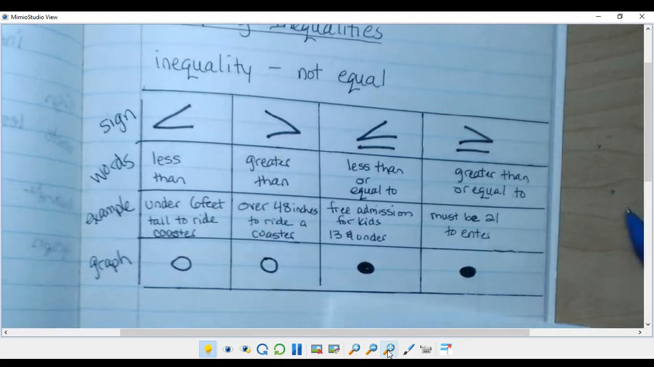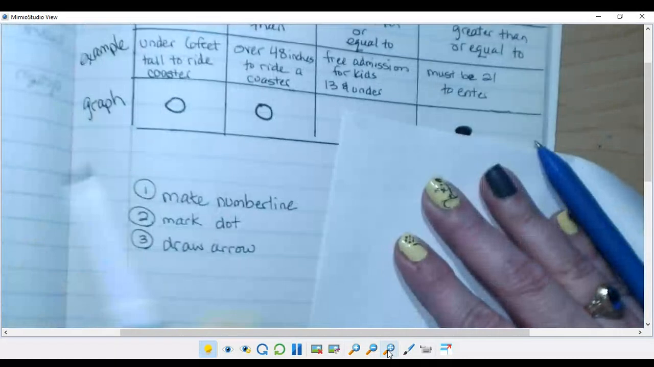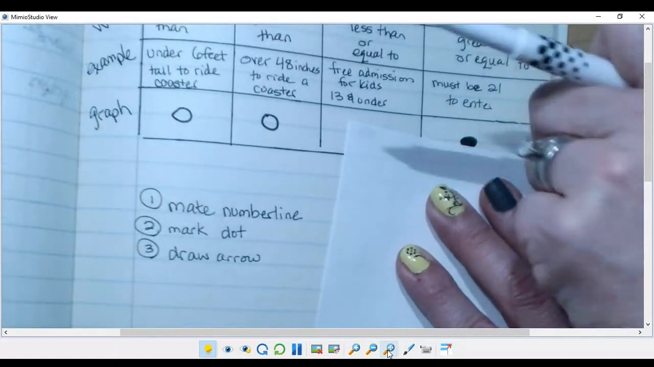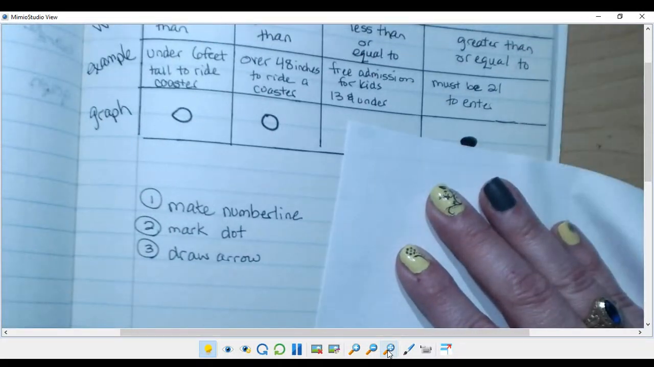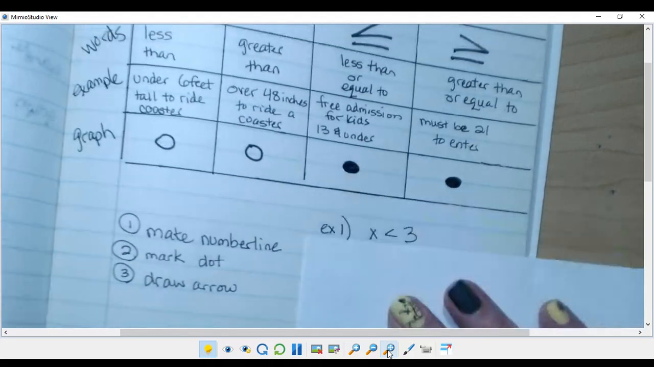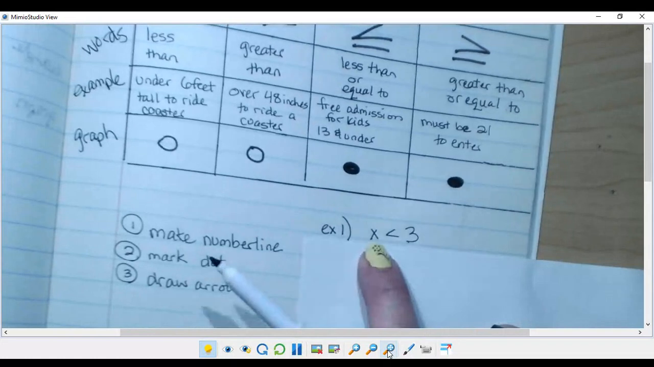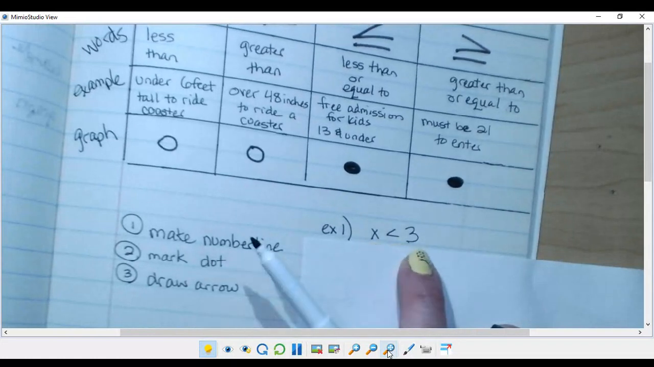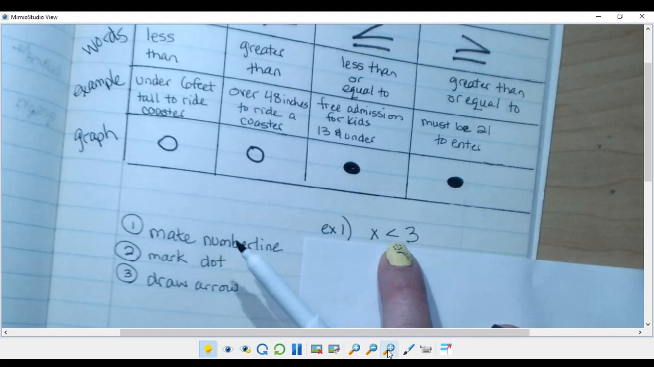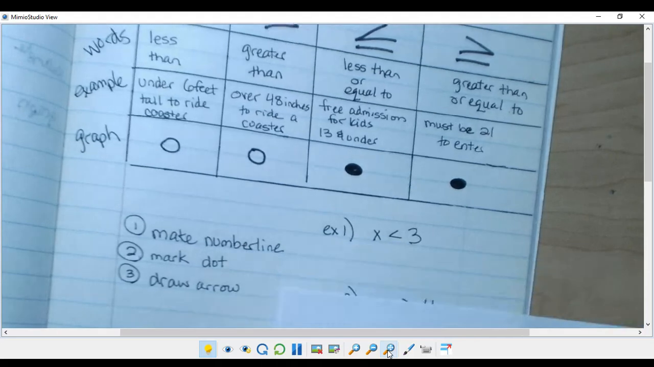Okay, so here are some steps to actually graph these inequalities. First, you'll make a number line, and I'll show you some shortcuts for that so you're not here all day labeling. Make the dot, draw the arrow. It's that simple. Okay, let's go to my first example. Your inequality is x is less than 3. That point came first, so I said less than. Okay, number 1, make a number line.